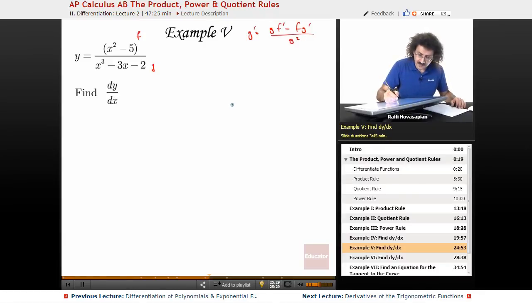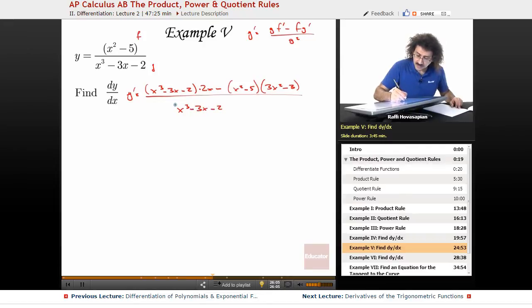So let's see. So y prime, or dy dx, is equal to this times the derivative of that. So we have x cubed minus 3x minus 2 times the derivative of this, which is 2x, minus this, x squared minus 5 times the derivative of this, which is 3x squared minus 3, all over x cubed minus 3x minus 2 squared. We have to multiply all of this out on top.